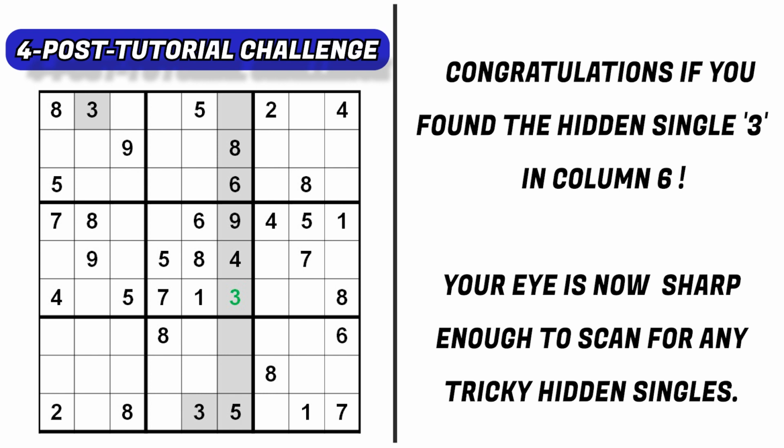When you focus on column 6 highlighted in gray, you realize that it has 4 empty cells. Its first empty cell cannot be 3 because there's already a 3 in its row. Also, its last 2 empty cells cannot be 3 because there is already a 3 in its box. Therefore, the second empty cell of that column is 3. If you found this on your own, you can be confident that your eye is now sharp enough to scan for any tricky hidden singles.